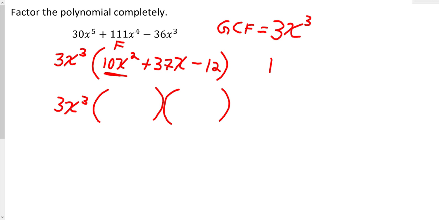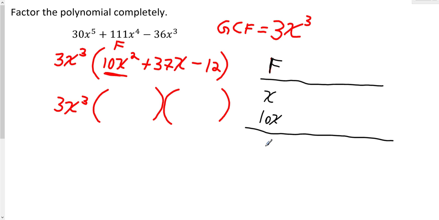So for the F part of FOIL, there are two ways of getting that. For the F part of FOIL, I can either multiply a 1x and a 10x, or I can multiply a 2x and a 5x. Those are pretty much the only two possibilities for giving me my 10x squared. It's either going to be 1x and 10x or 2x and 5x.